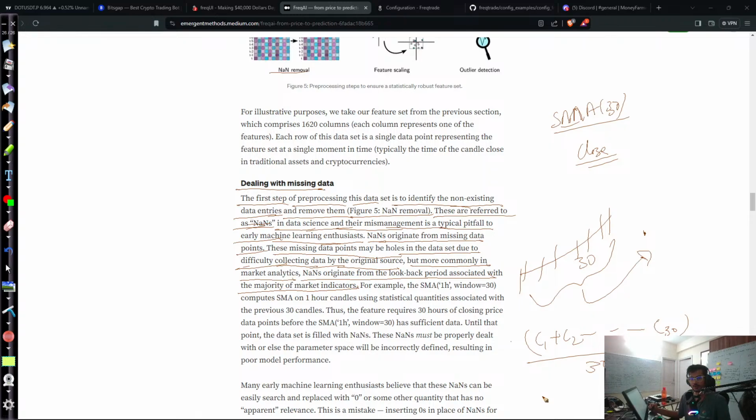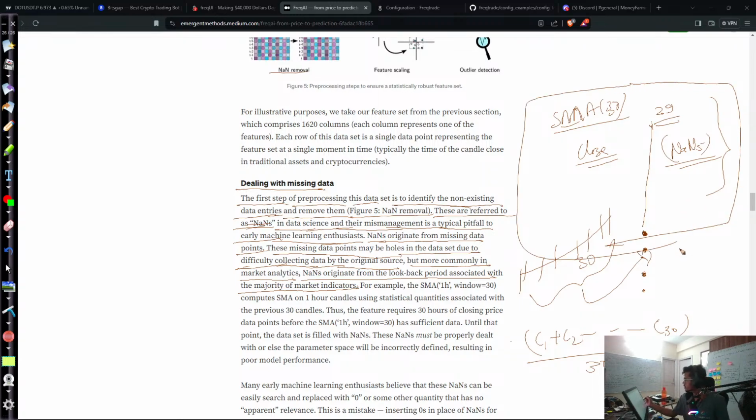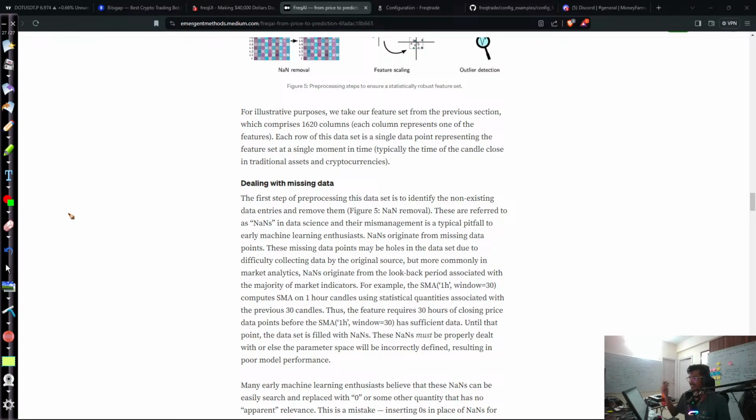So that's the simple moving average. Once you do that, all the previous 29 rows would be empty NaNs, and only from here would you have data. So these NaNs are nothing. You should remove them or just backward fill them. You guys remember that bfill, so that you don't have to drop that data. It's the initial condition thing that I'm going to teach you guys later on.